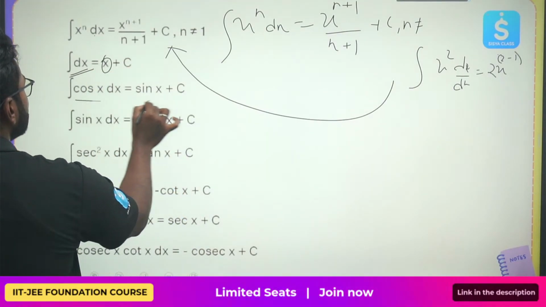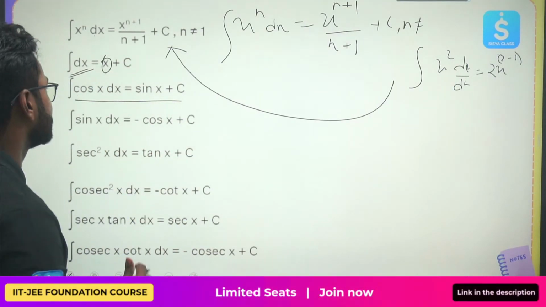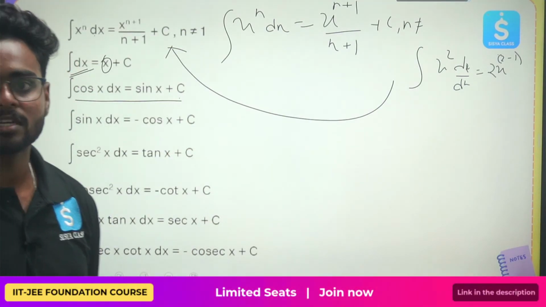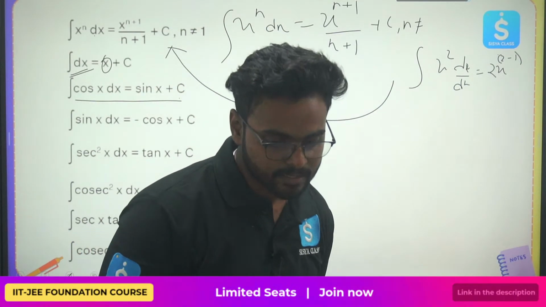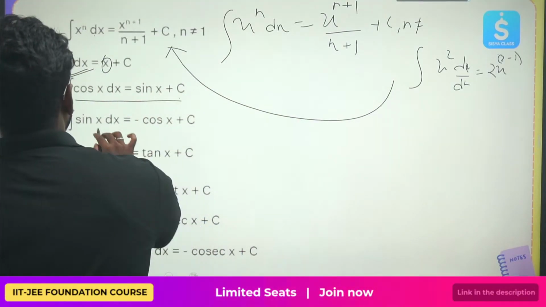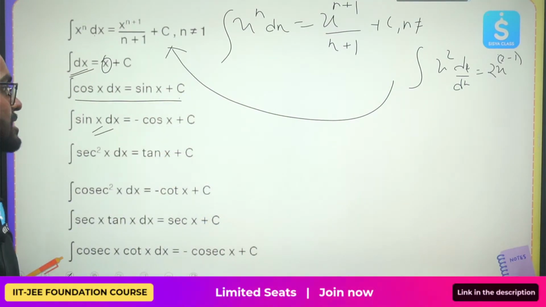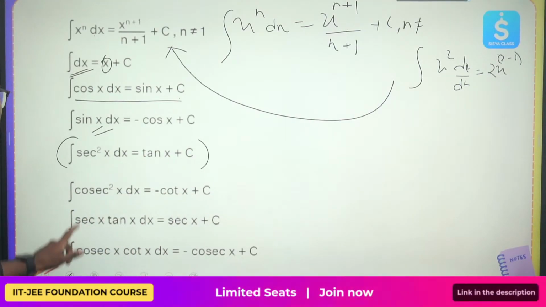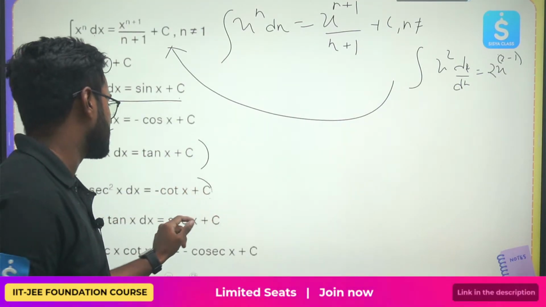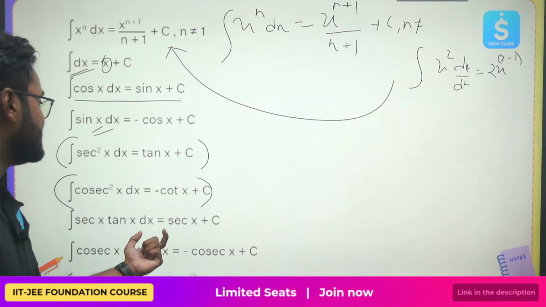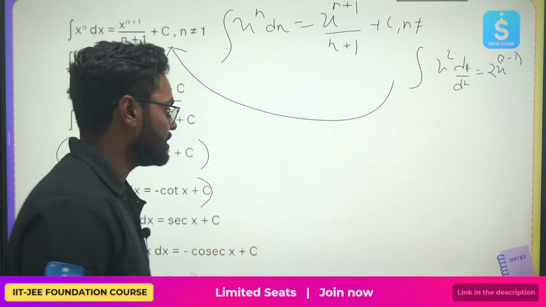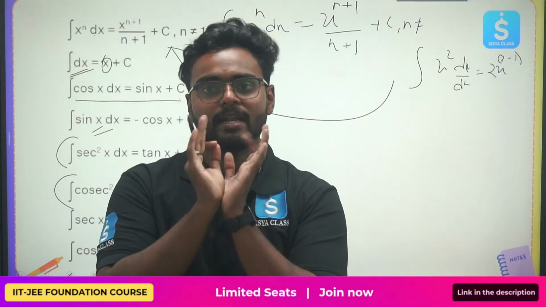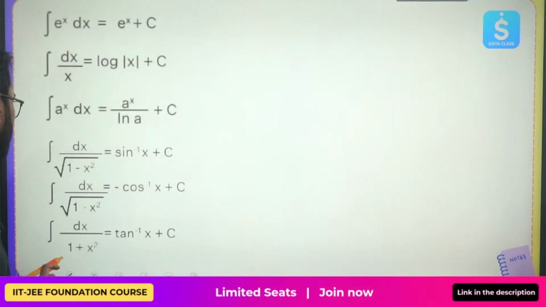Now coming to cos x, its integral is sin x. While differentiating sin x we get cos x, and the derivative of cos x would be minus sin x. Now the integral of sin x is minus cos x plus c. Secant square would give tan x plus c. Cosecant square would give minus cot x plus c. And secant x tan x gives secant x plus c. Let me tell you, these are all the reverse formulas that you have learned from derivatives. And we will see some more formulas.